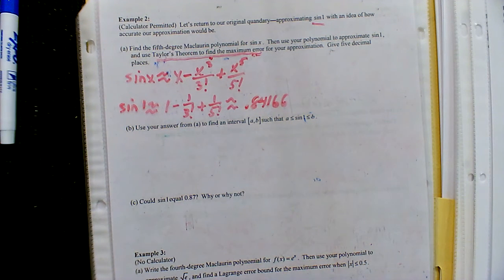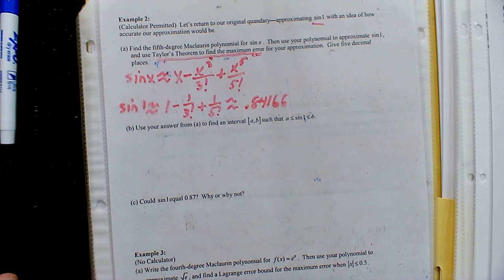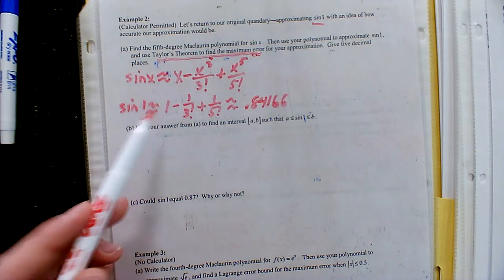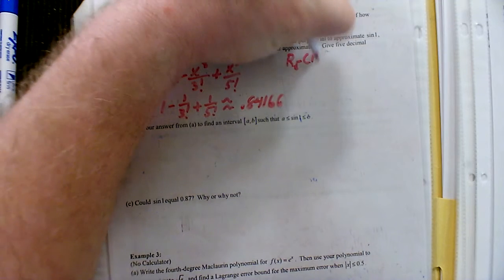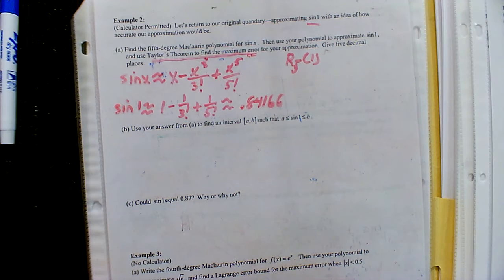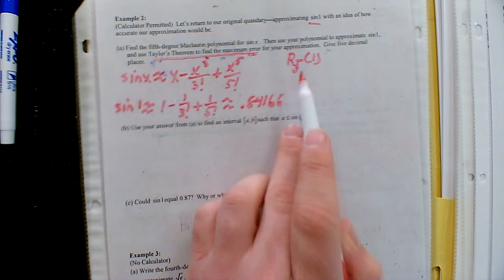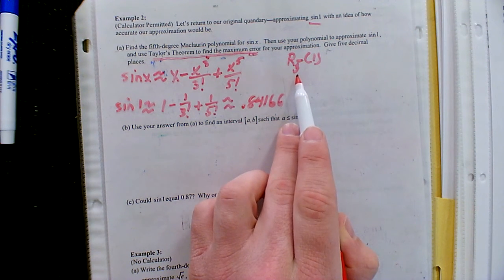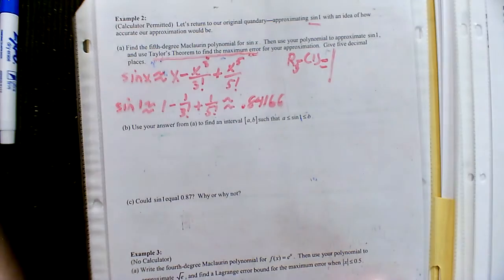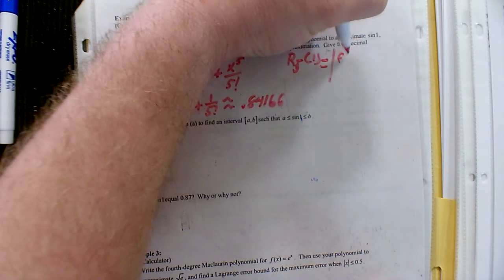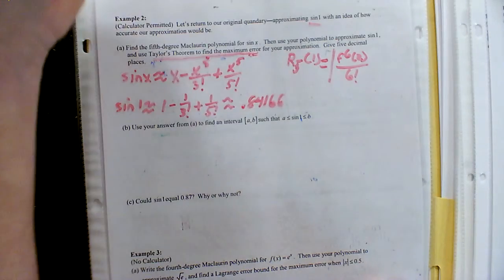So what I'm going to do now, I'm using Lagrange error bound or Taylor's theorem to find my maximum error. So I'm using the next term. Since I'm at a 5th degree, I'm finding the error for the 5th degree at 1. And again, I have to use the n plus 1 derivative. So I'm at 5, so I need to use the 6th derivative of sine because I'm using the n plus 1 derivative. So absolute value of f of 6 of some z value over 6 factorial.